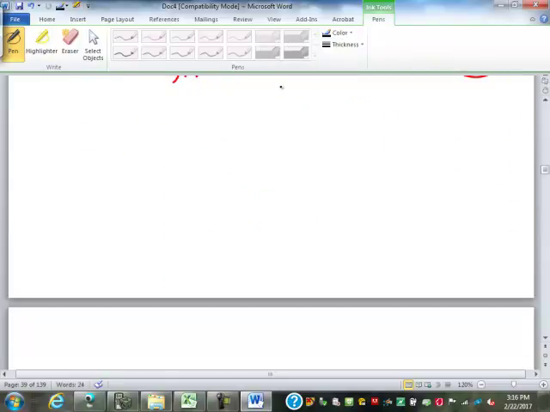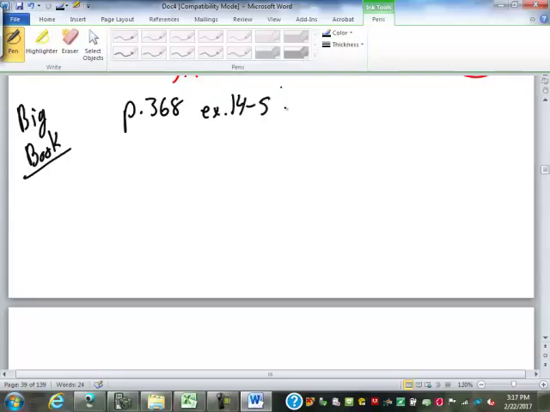Okay, now these are going to be coming out of your big book, and there's a lot of pages here. In the big book, we're going to be looking at page 368. This is exercise 14-5. Do all the odds there. On page 370 through 372, this is exercise 14-6. This is problem solving using these equations. So do the odds there.